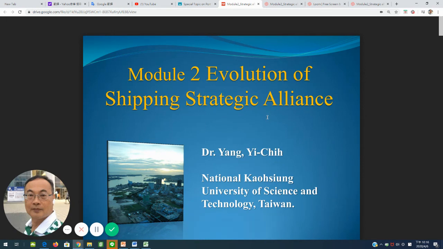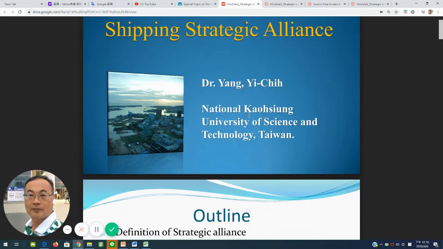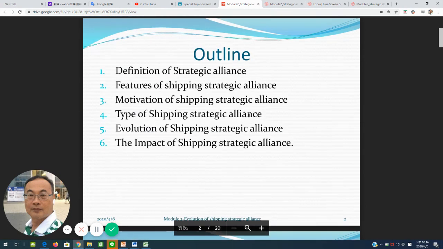Today we'd like to introduce Module 2, Evolution of Shipping Strategy Alliances. We have 6 outlines. First one is the definition of strategy alliances. Number 3, motivation of shipping strategy alliances. Number 4, type of shipping strategy alliances. Number 5, evolution of shipping strategy alliances. Number 6, the impact of shipping strategy alliances.